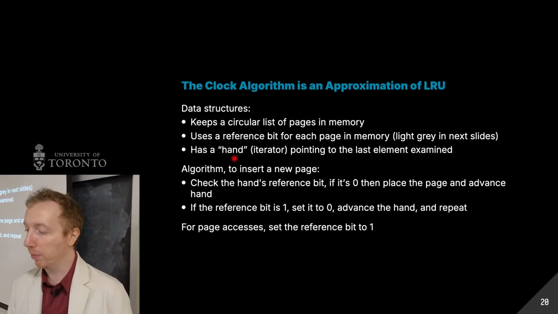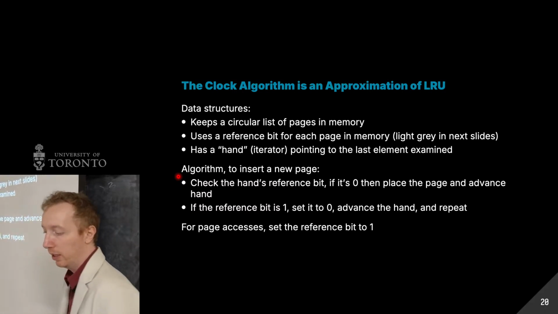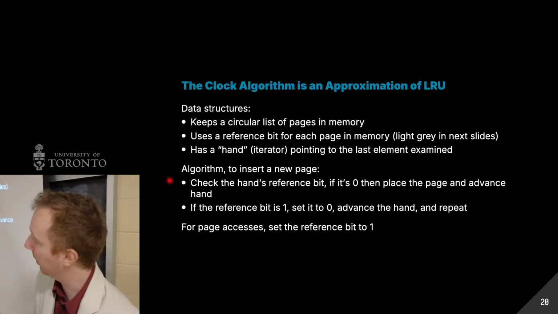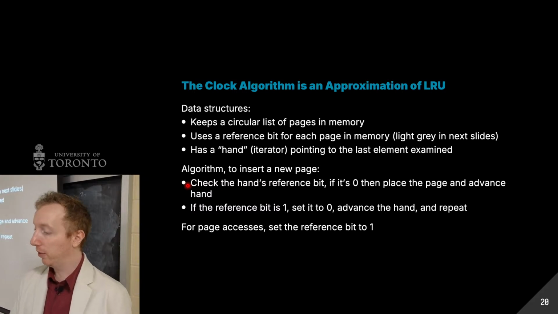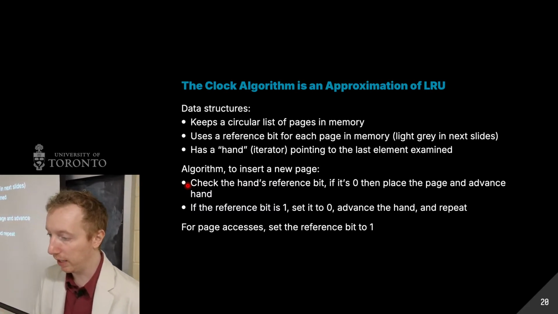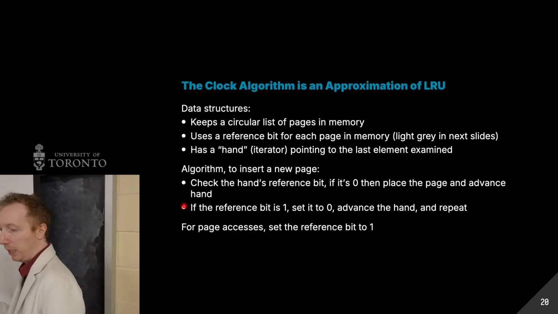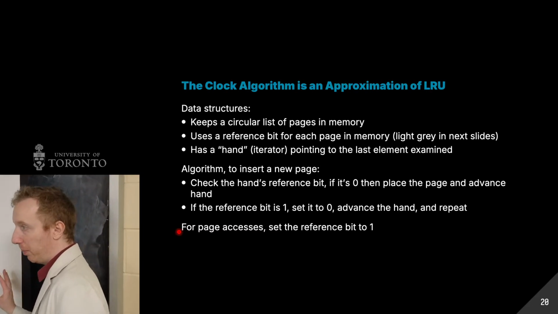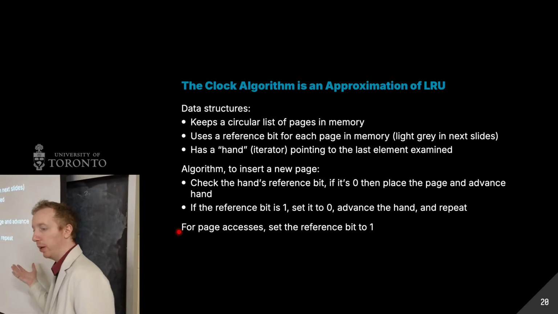And then the algorithm only runs when we do replacement. This is the slow operation. We want to update the hand as few times as we can. So only when we need to find a page to remove, we check the hand's reference bit. If it's 0, we place the page there, insert the new page, make its reference bit a 1, and advance the hand. Otherwise, if we're pointing at something whose reference bit is 1, set it to 0, advance the hand, and repeat until you finally find a victim. And for page accesses, this is the fast operation. All we ever do is set the reference bit to 1. So if it's 0, it becomes a 1. If it's 1, it stays a 1.